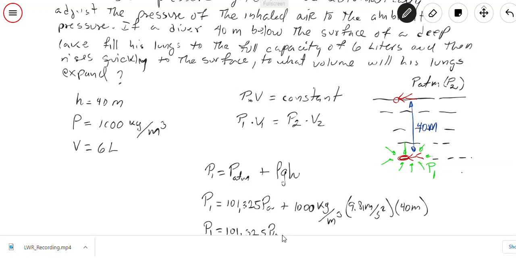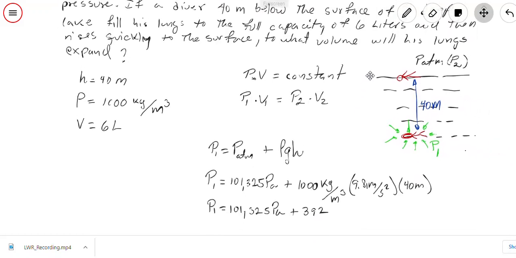So the pressure P1 is 101,325 Pascal plus 392,400 Pascal. So the pressure P1, the total pressure acting on this person over here, is 493,725 Pascal. This is the total pressure acting on this scuba diver that is 40 meters under the water.